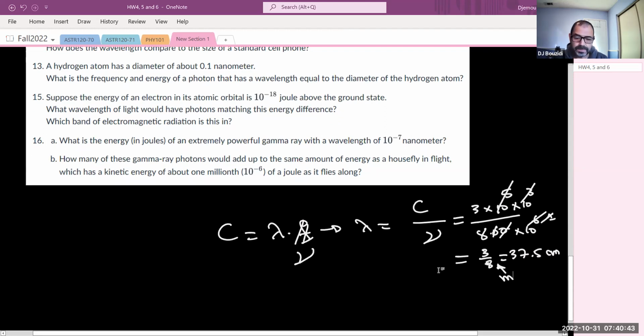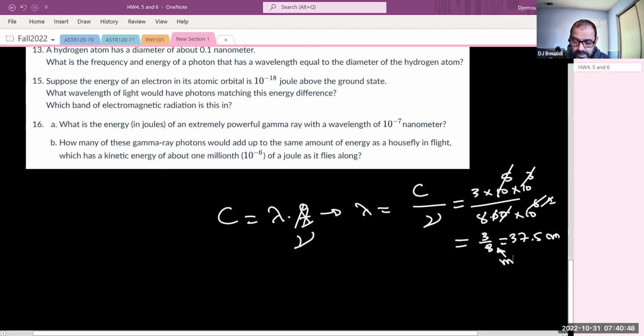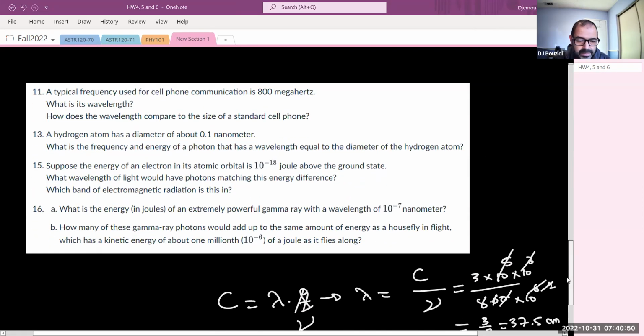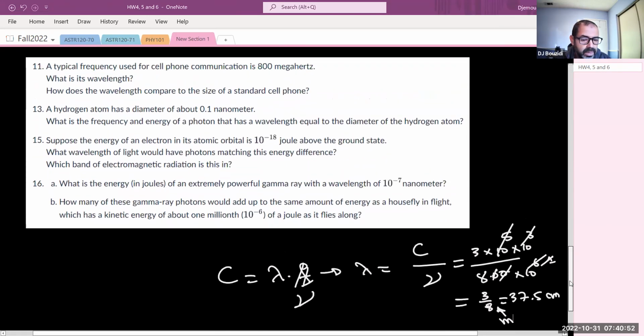Okay, so let me get into the next one. I really don't need to erase because I'm in the bottom. So now here I'm going to keep it. I don't have to erase that.